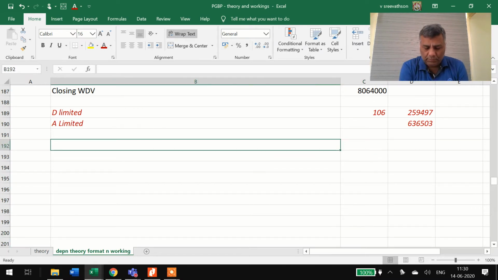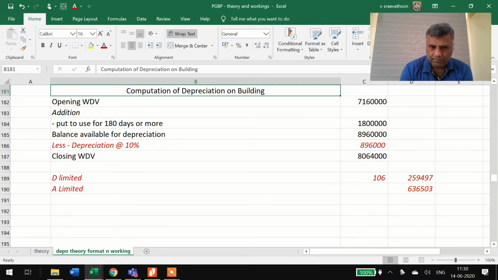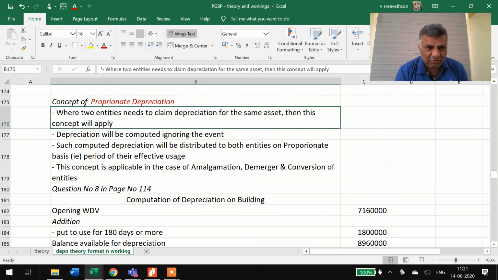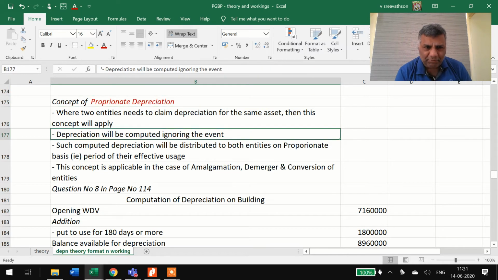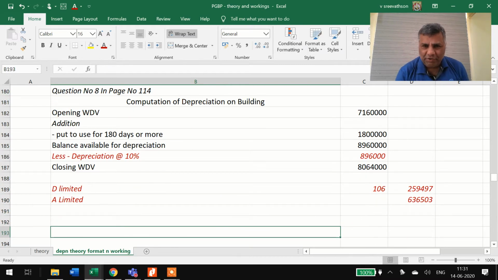Go ahead. So what if the capital expenditure was incurred after amalgamation? Then it is not for both the companies. Only the other company will claim. If the capital expenditure is incurred by D Limited alone, the question itself is where two entities need to claim for the same asset. In that case, two entities will not claim for the same asset. Whichever entity is claiming, they can take it in full.